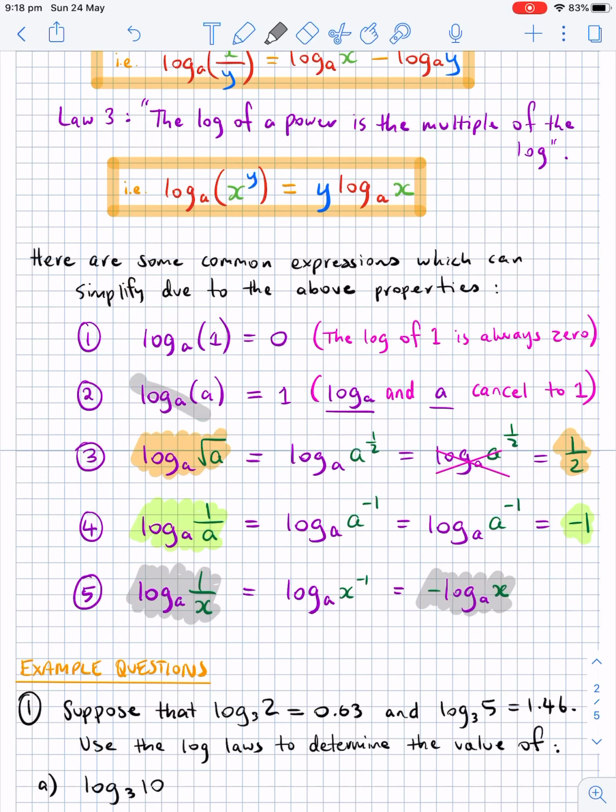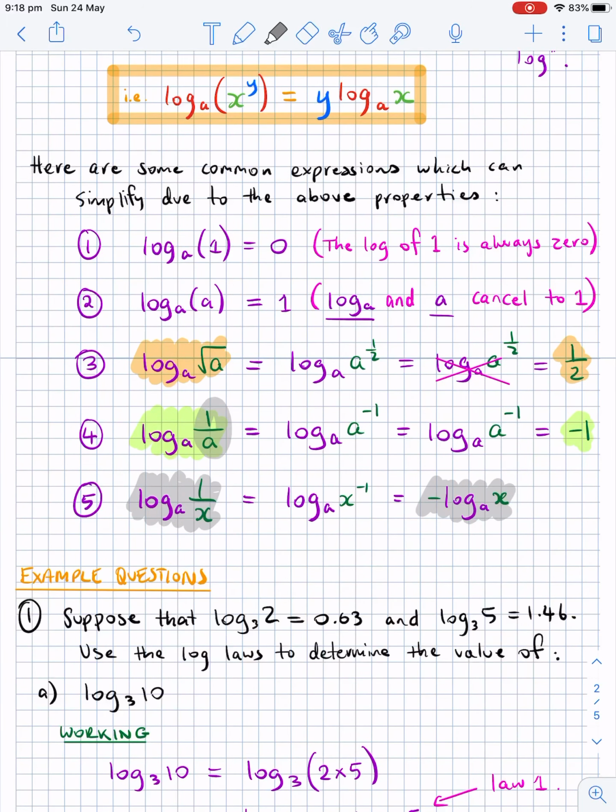The idea is that log base a is the opposite of a to the power of, so they cancel out, and 1 is going to be left over. Next one, similar to this one here, but the a is being square rooted. The square root of a can change to a to the power of a half. The log base a and the a cancel, leaving you with that value of 1 over 2.